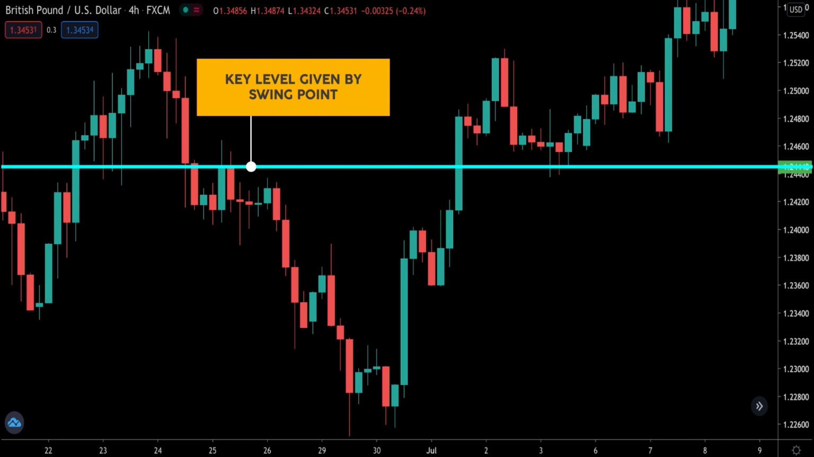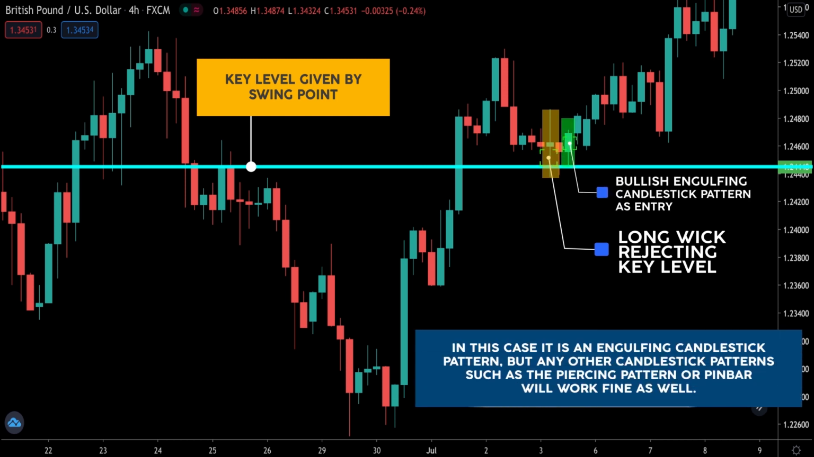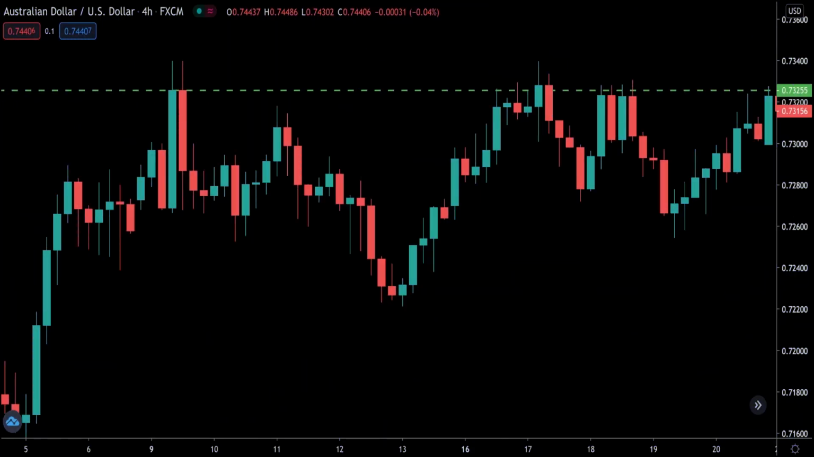In this example, we see a long wick rejecting the key level as well. And when price forms a bullish engulfing candlestick pattern, that will be our entry. In this case, it is an engulfing candlestick pattern. But any other candlestick patterns such as the piercing pattern or pin bar will work fine as well. Let's take a look at another example.